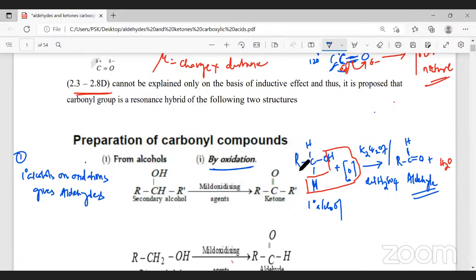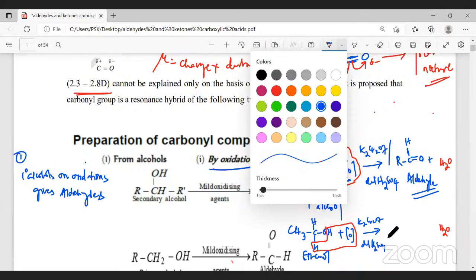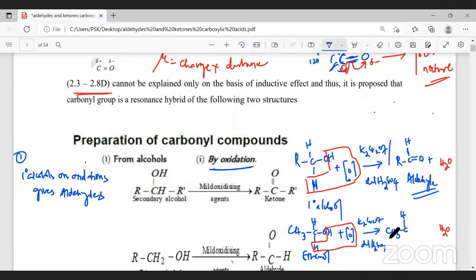Now, if you take an example, instead of this R, we will take CH3. The name of this alcohol will be ethanol. When you heat ethanol with acidified potassium dichromate, this will give nascent oxygen. The hydrogen atom of the OH group and one of the hydrogen atoms of the carbon containing the OH group get eliminated as water. Now we have a CH3 group, a CH group, an H, and an O. Since hydrogen is eliminated, a double bond will be formed, and this molecule is commonly called acetaldehyde.